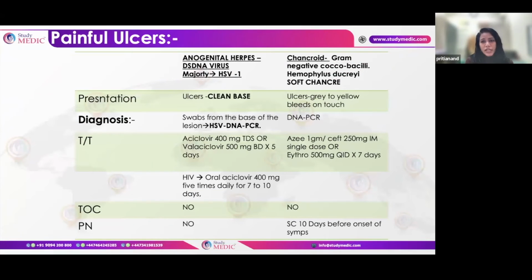Painful ulcers are HSV and chancroid. They often ask what is the causative agent of soft chancre, that is chancroid. It is a gram-negative coccobacillus, Haemophilus ducreyi, which causes soft chancre, another name chancroid. And treatment is definitely an antiviral, that is acyclovir for herpes, and azithromycin is required for chancroid.